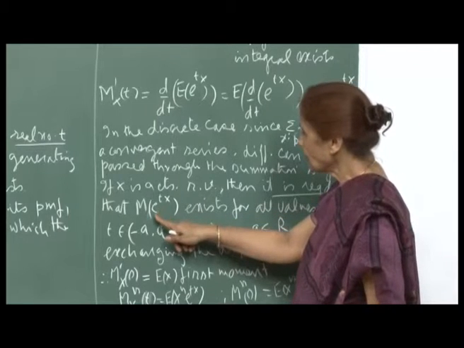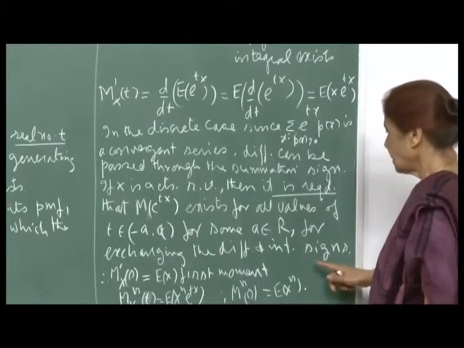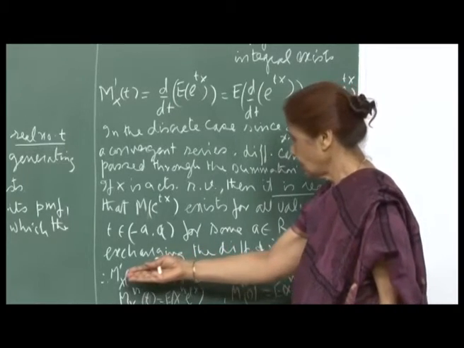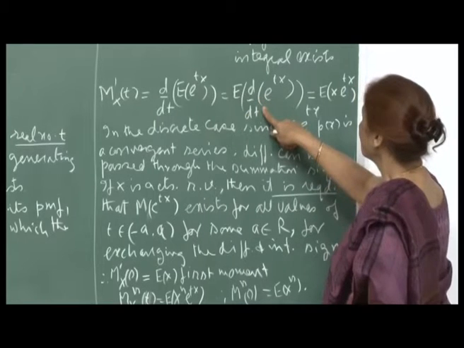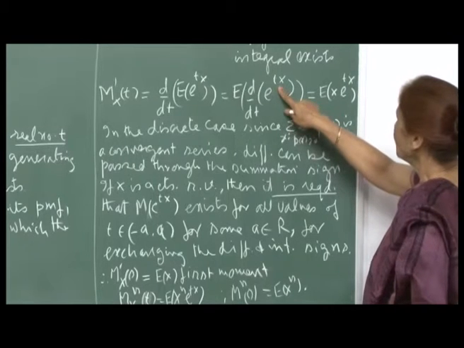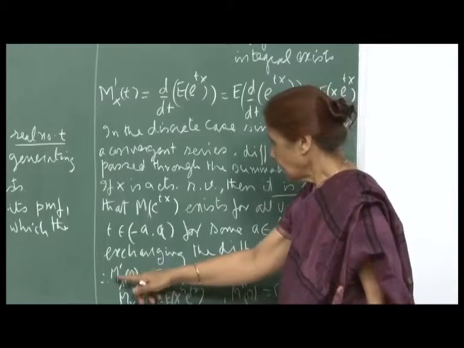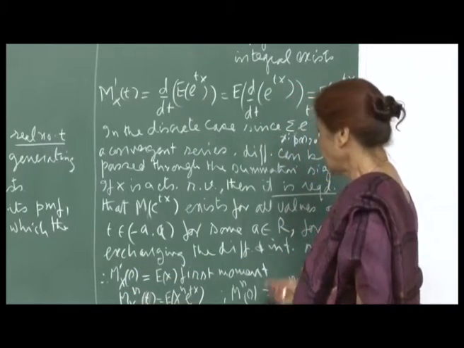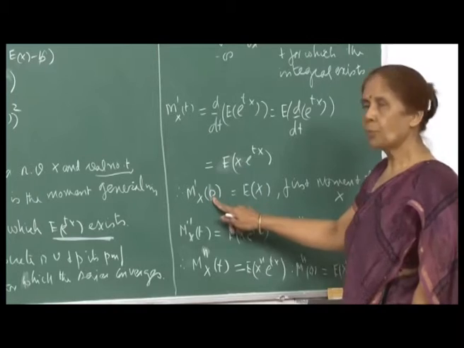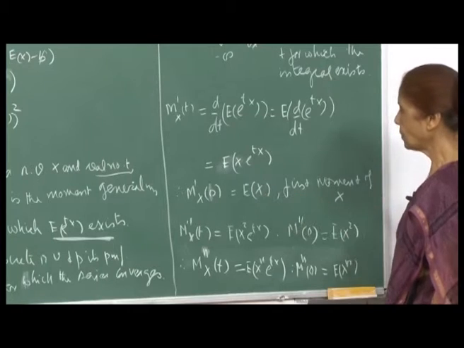then you can interchange the two signs, and therefore, when you differentiate, you take the differentiation sign inside, it will become expected value of x e raised to t x, right, because you are differentiating with respect to t. So, we will write x here, and at t equal to 0, you can see that m prime x 0 will be E x, which is the first moment, and so on. So, the first derivative of the moment generating function evaluated at the point 0 is the first moment of x, the mean or the expected value of x, right.